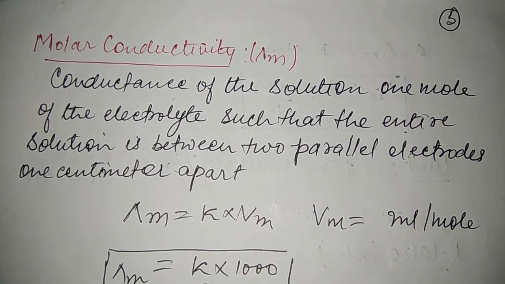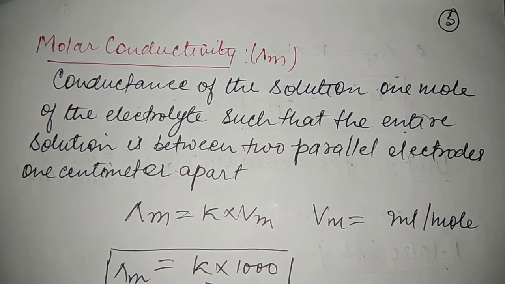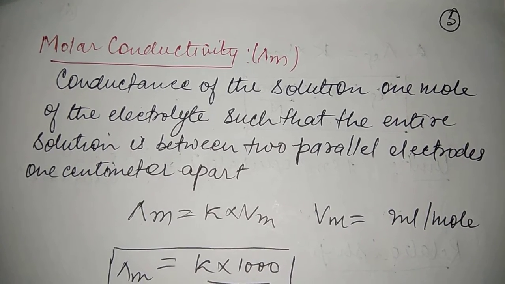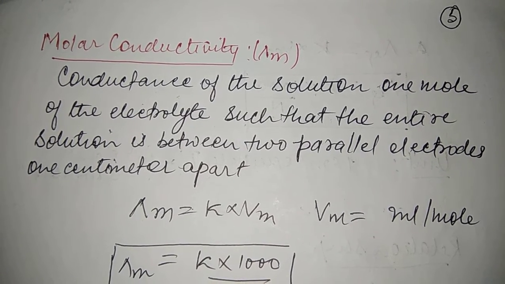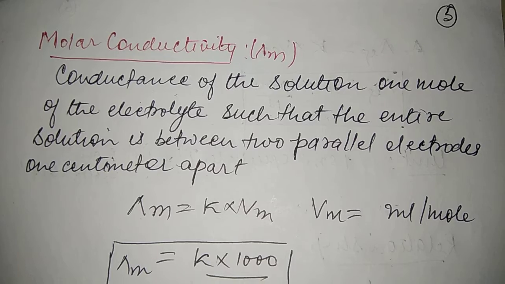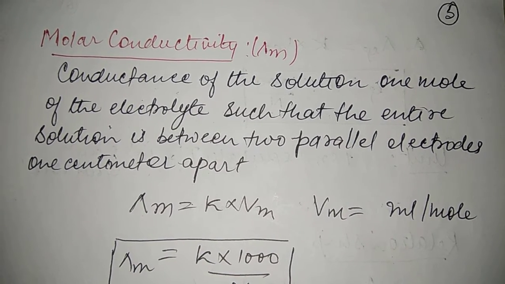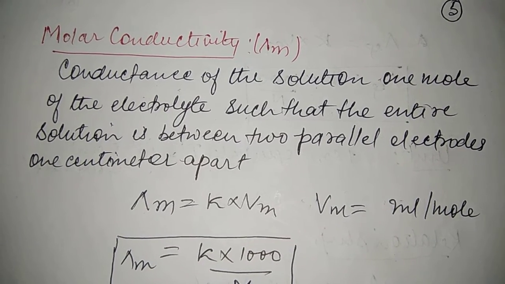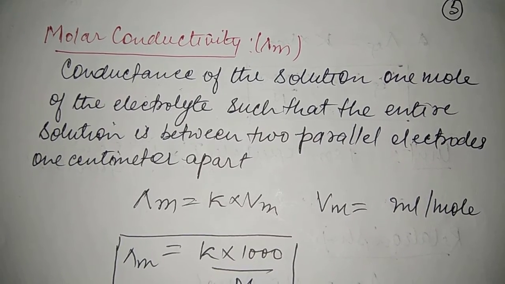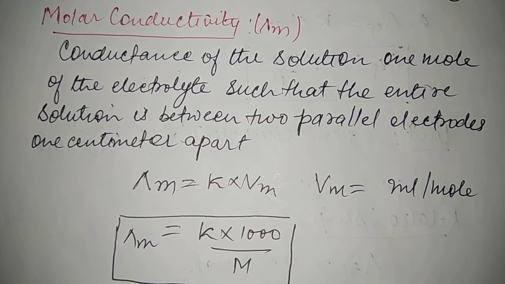Next is molar conductivity, denoted by delta M. It is the conductance of a solution containing 1 mole of electrolyte such that the entire solution is between two parallel electrodes 1 centimeter apart. So this is called molar conductivity. Delta M is equal to kappa into Vm, where Vm is the volume containing one mole. So delta M is equal to kappa into 1000 upon molarity.